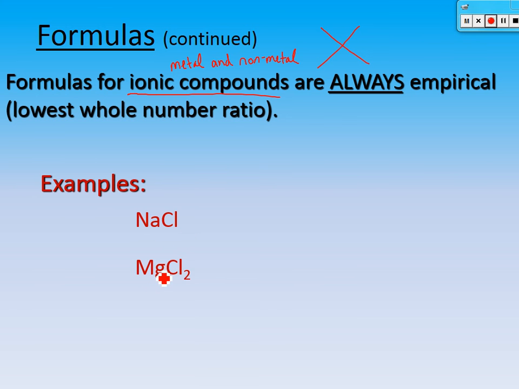What about magnesium chloride? Can you reduce a 1 and 2? Nope, it's already 1's as low as it can go. Again, it's an ionic compound. It's already reduced. Okay? What about aluminum sulfate? Can you reduce a 2 and a 3? Nope, it's already reduced. Potassium carbonate, 2 and 1 is not reducible. So if it's an ionic compound, you don't have to worry, it's already reduced.